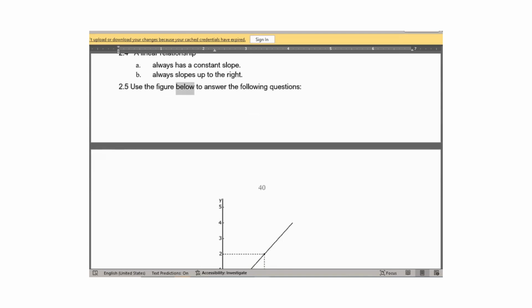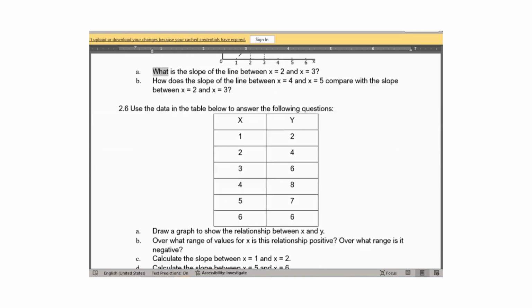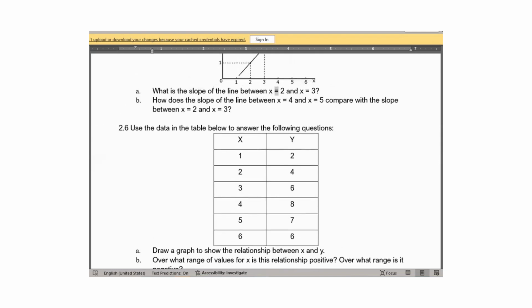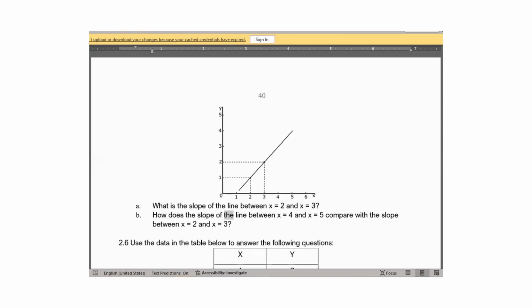2.5 Use the figure below to answer the following questions. What is the slope of the line between x equals 2 and x equals 3? How does the slope of the line between x equals 4 and x equals 5 compare with the slope between x equals 2 and x equals 3?